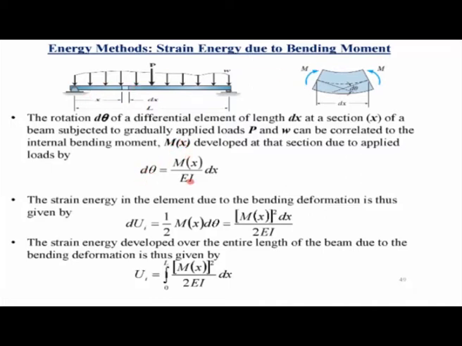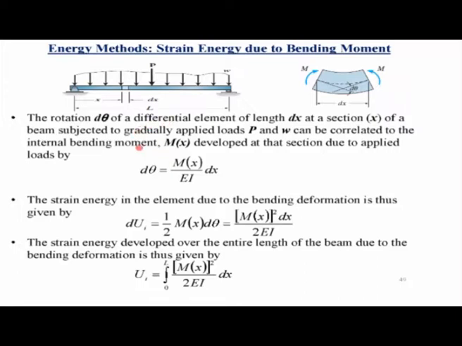If you recall, this relationship was already obtained from the elastic theory of beams, where d theta by dx is equal to M over EI. So we are again writing that relationship: d theta is equal to Mx over EI dx. Here d theta is the small rotation of that element of length dx subjected to a moment M, and EI is the flexural rigidity of that section.